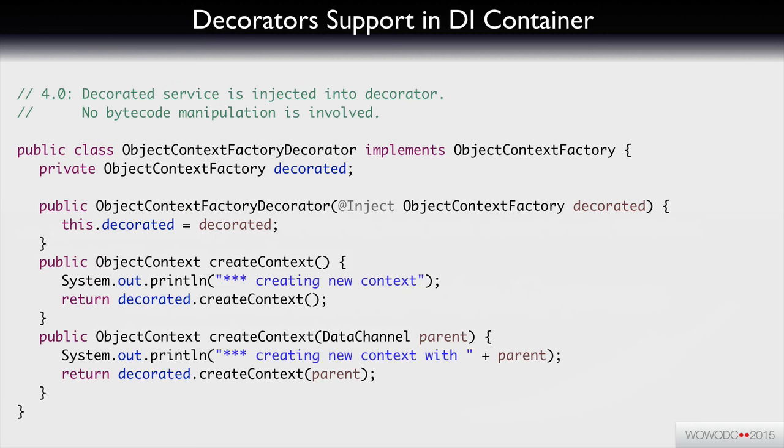And being true to the Cayenne dependency injection philosophy of no bytecode enhancement, no dynamic proxies, not messing with Java code, the decorator is written the way you would write a decorator if you read the Java design patterns book. So it's a classic decorator pattern where we inject a decorated object, and the container takes care of providing this to us. And we alter some method behavior. Here I'm just adding logging, but really we can do anything. We can suppress the call to the decorated object. So that's a new concept in DI.